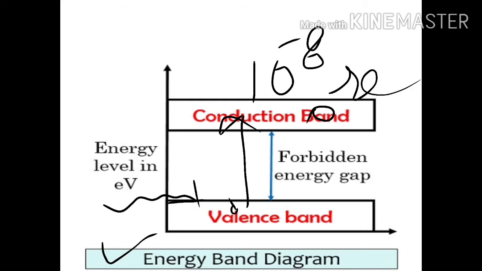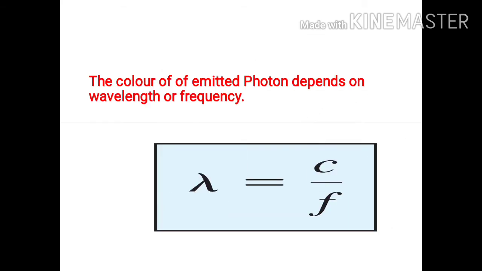This is the excited state time, and after staying this much time, which is very less time, they will jump to the valence band, or we can say they will jump to the lower energy state by emitting energy in the form of light, and that energy will be equal to the forbidden energy gap. So this is the basic principle, and the color of the emitted photon depends on the wavelength or the frequency.